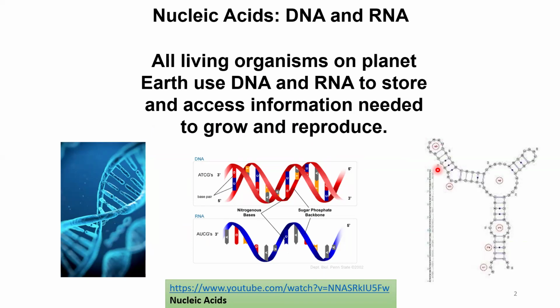So remember how in the first video, we talked about the fact that all living organisms need to use information to actually grow and reproduce and use the data within their genes to figure out what's happening around them, right? So the way they do this is using DNA and RNA to actually store this information.